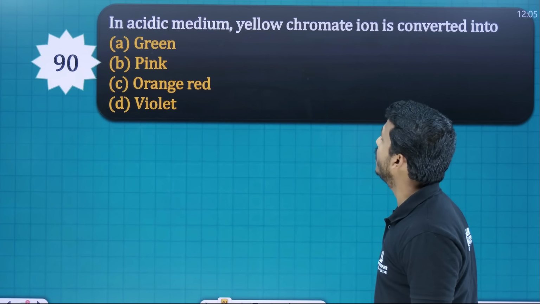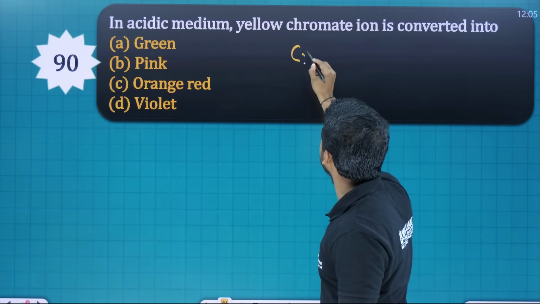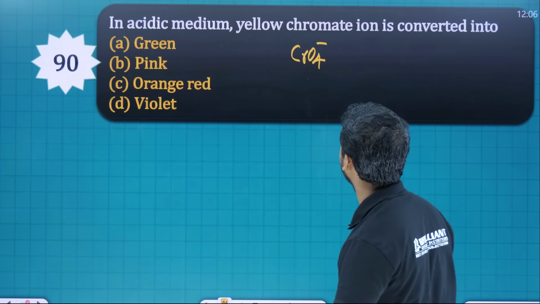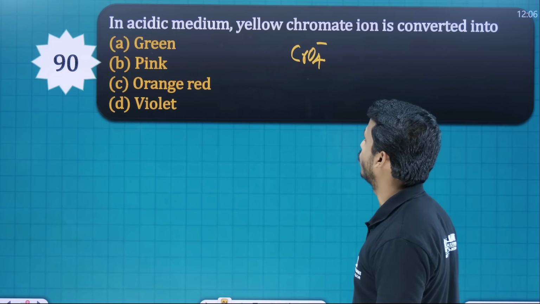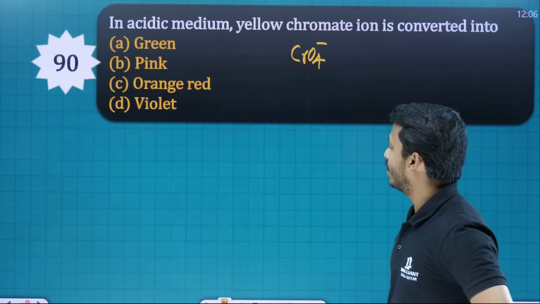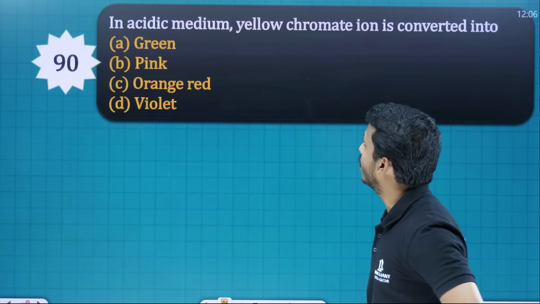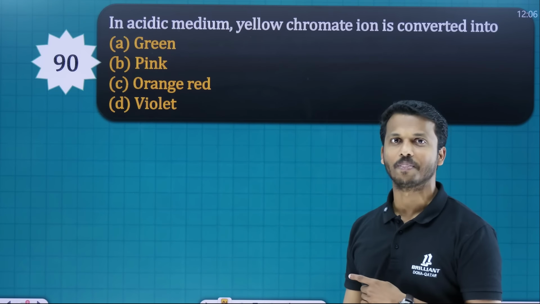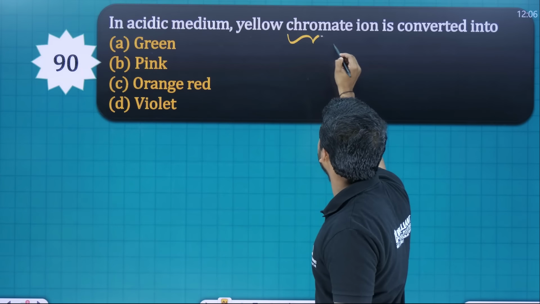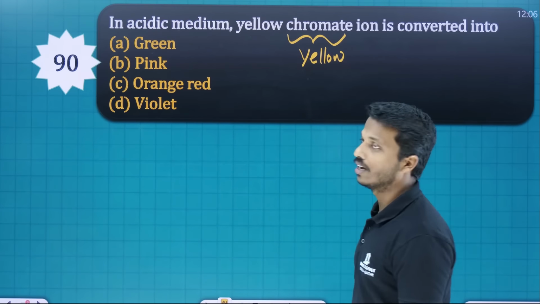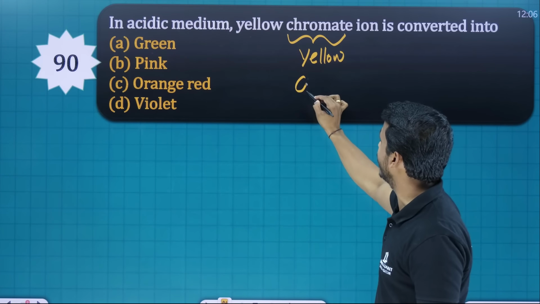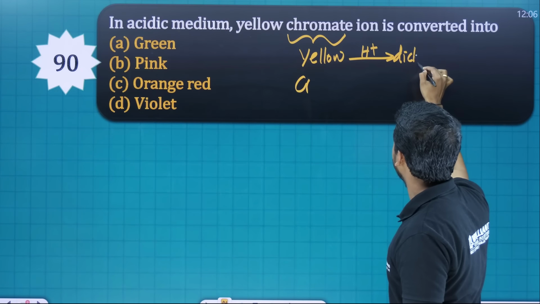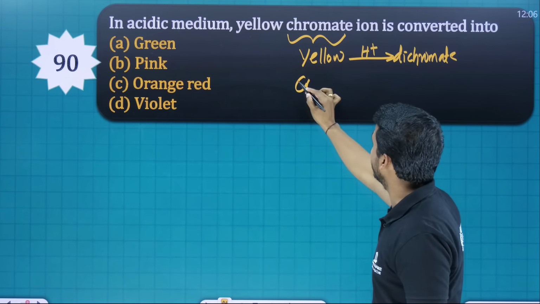90th question. In acidic medium, yellow chromate. What is chromate, dear? CrO4 2 minus, right? The chromate ion is converted into which one? See, they are asking about acidic medium. We already discussed that chromate becomes dichromate. Chromate is yellow in color, right? When it is in acidic medium, it is converted to what? Dichromate, right?